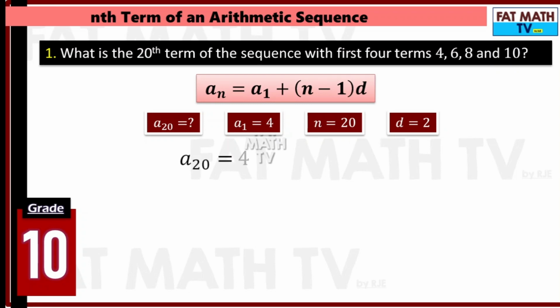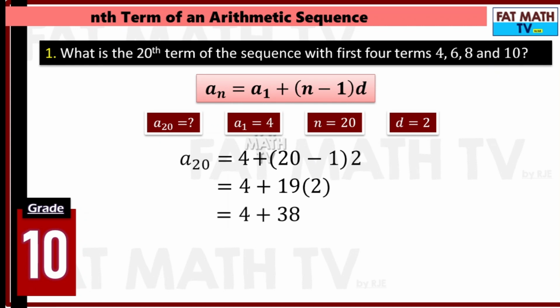So a sub 20 is equal to a sub 1, which is 4, plus n minus 1, so n is 20 minus 1, times d. What is d? That's 2. So first, you need to do 20 minus 1, that's 19. And then 19 times 2, that's 38. So 4 plus 38 is 42. So the 20th term is 42. So it's just easy. You just need to remember this formula: first term plus n minus 1 times the difference.